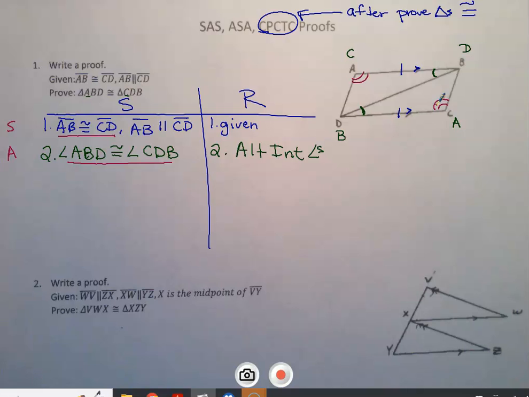The middle line is congruent because it's the same line. Yeah, this middle line right here. It is congruent because it's the same line. It's the same side, right? It's a side for triangle ABC, but it's also a side for triangle CDB. And so, yeah, they're the same line.